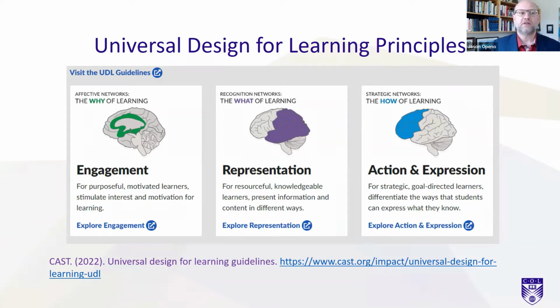UDL seeks to include the maximum number of learners in instruction by offering multiple paths to get to the same learning outcomes, including multiple means of engagement. They call this the why of learning. Engagement is critical to stimulating interest and motivation for learning. UDL endeavors to design learning experiences that are flexible in order to calibrate learning for each student. Authentic assessment does that by providing for competing solutions and a diversity of outcome.